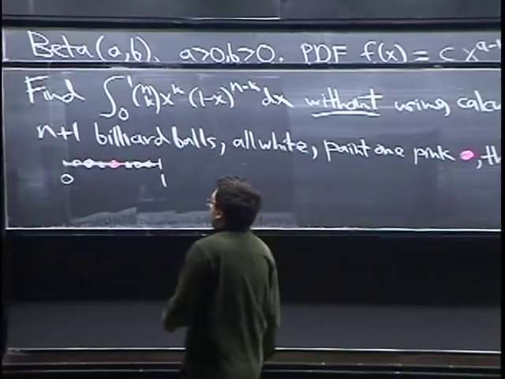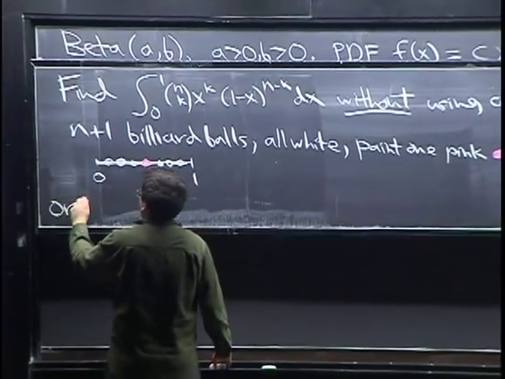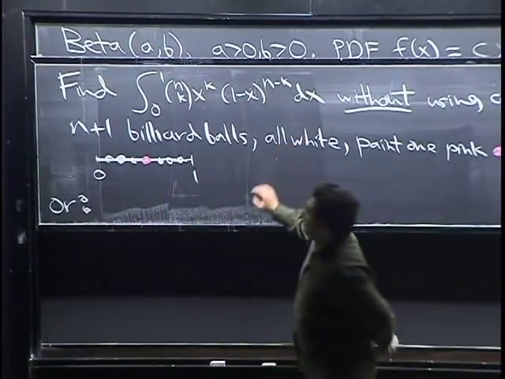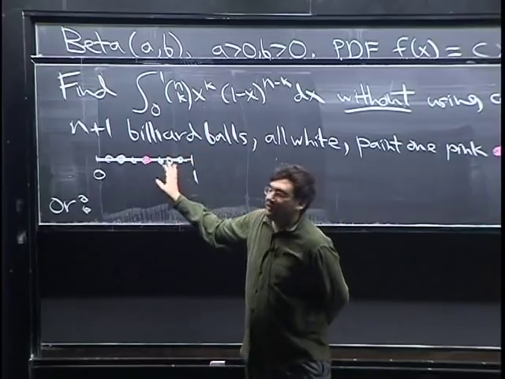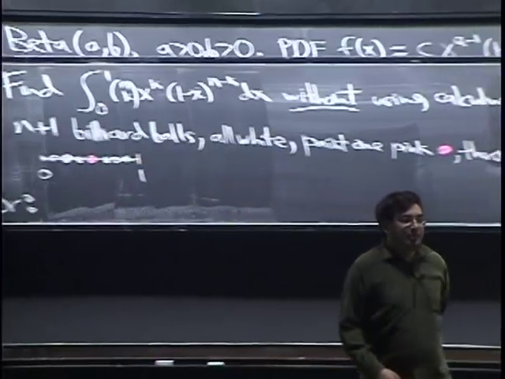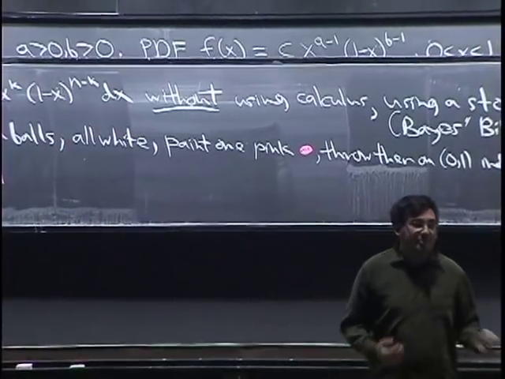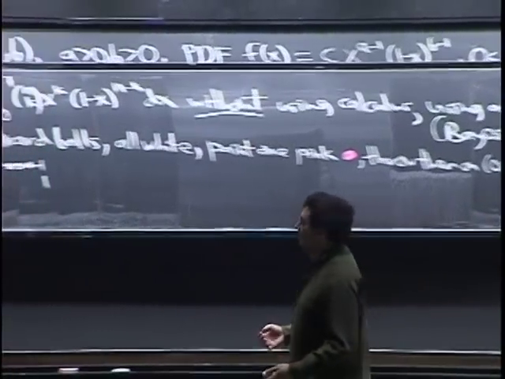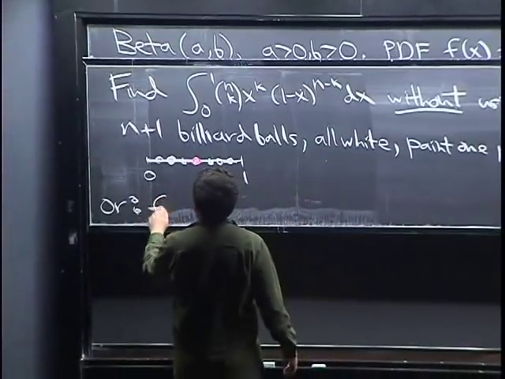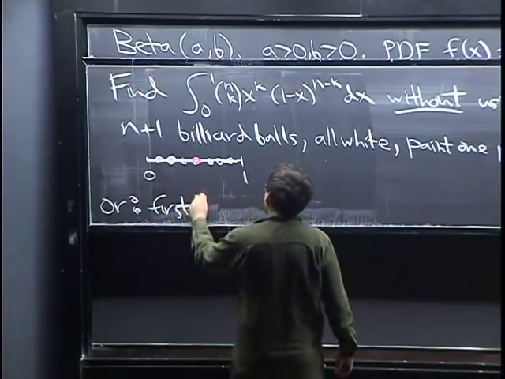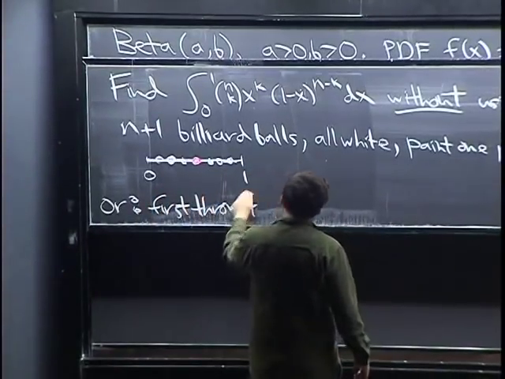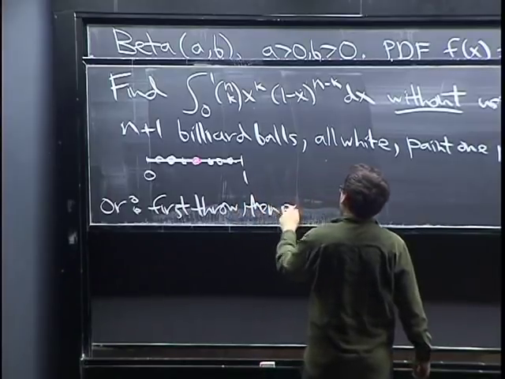Here's an alternative. So here we painted the ball first. We painted one ball pink, threw them all down. But another thing we could do is throw all the balls down at the number line and then paint a random one pink. So first throw, then paint. Then paint one pink.